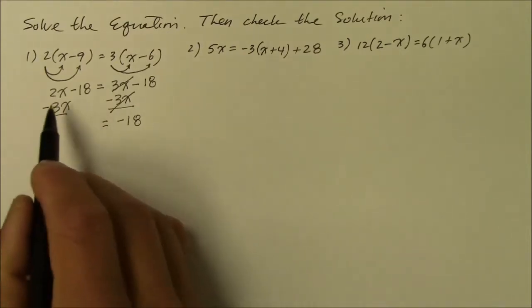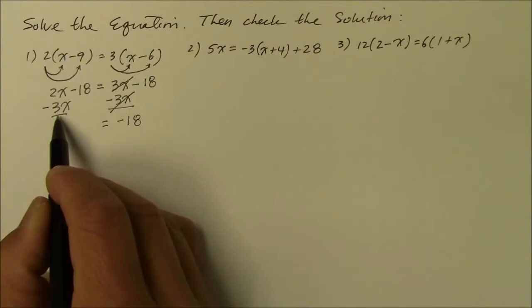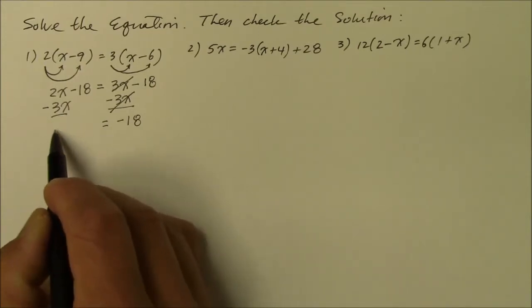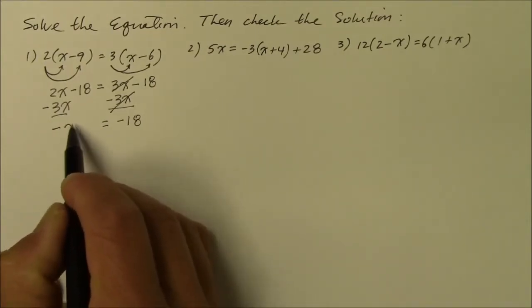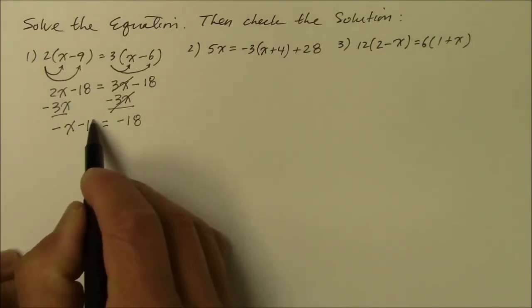On the left side, 2x minus 3x. $2 in the bank, take out 3, you're going to owe the bank some money. In this case, negative 1x, or it's just simply negative x. Minus the 18. We haven't done anything with that yet.